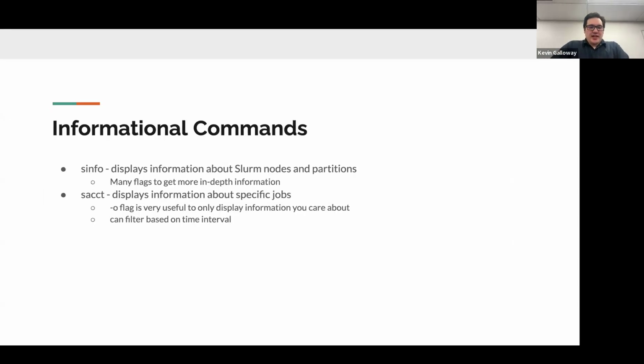Yeah, I mentioned another informational command that's pretty useful, the sinfo command. This will display information specifically about the Slurm nodes and partitions. There's a few different ways you can get information from them, depending on the kind of information that you want. This will tell you what nodes are allocated, what ones are down, what ones are reserved or available, all sorts of things like that. And then I mentioned the saccount command, which is really useful.